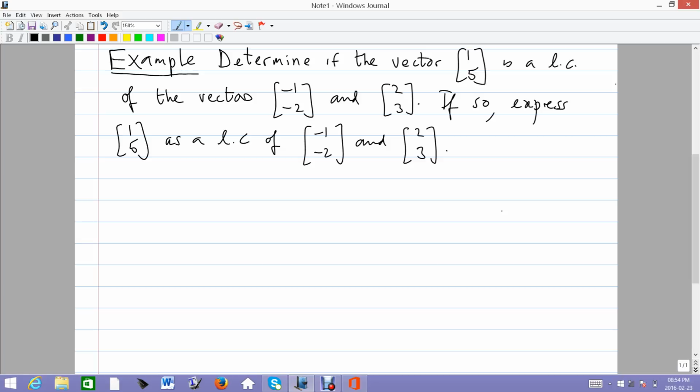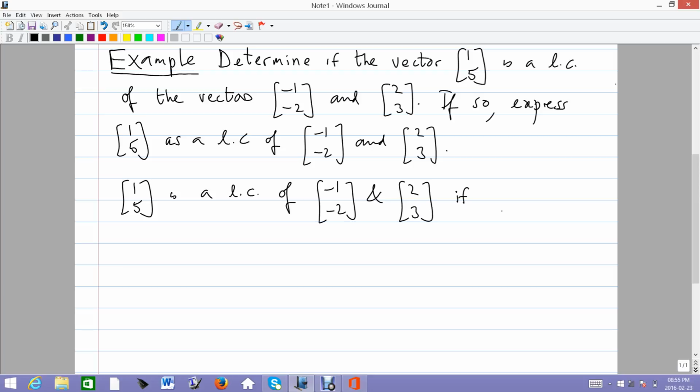We know from our theorem that this problem is equivalent to a problem involving the solution of a system of linear equations, which we now set up. (1, 5) is a linear combination of (-1, -2) and (2, 3) if and only if x times (-1, -2) plus y times (2, 3) equals (1, 5) has a solution for x and y.